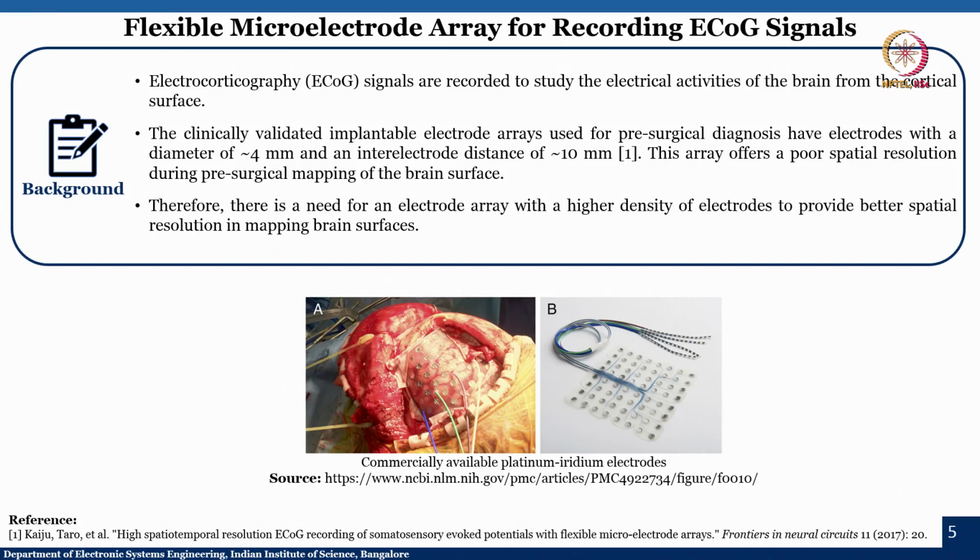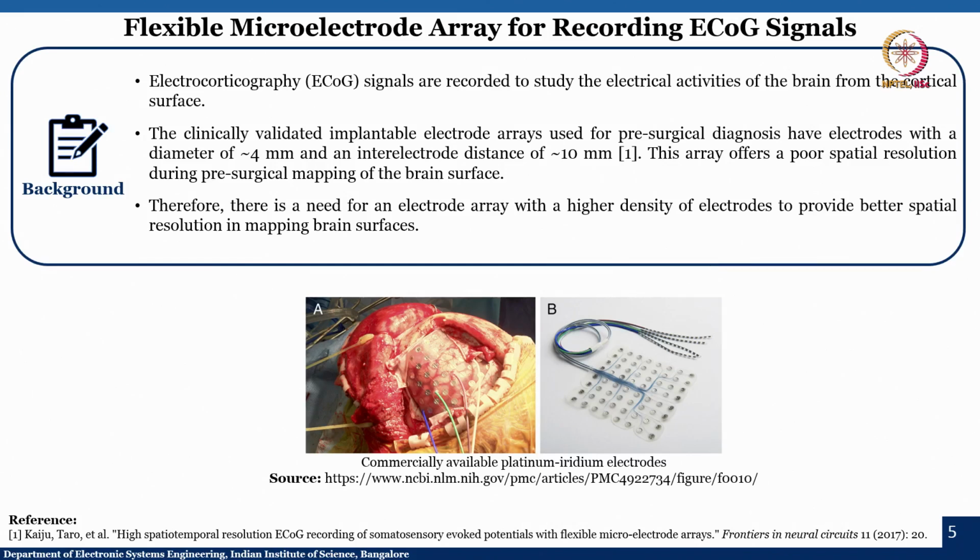So let us now dive deep into how to fabricate this kind of device. One of the devices, platinum iridium electrodes, is shown here. It is a flexible device that you can place on the brain of a patient, and you can see the corresponding image right over here. It can take signals directly from the brain surface, called electrocorticography, which are recorded to study the electrical activity of the brain from the cortex or cortical surface.